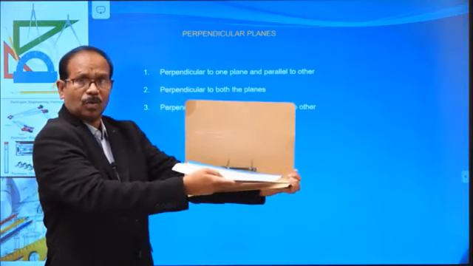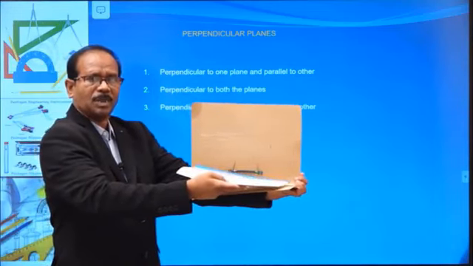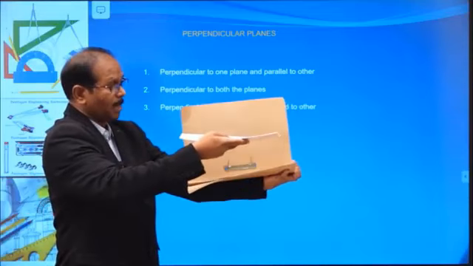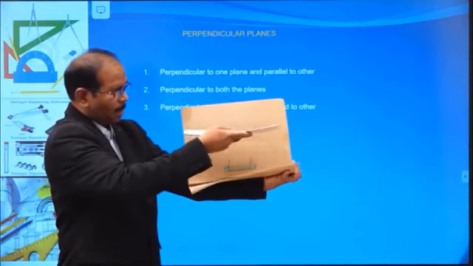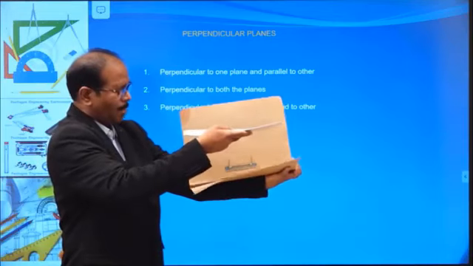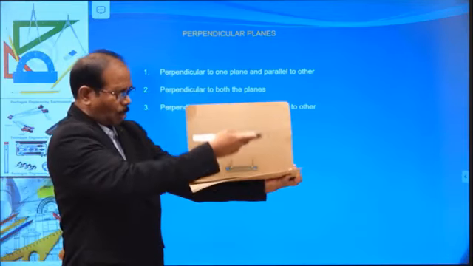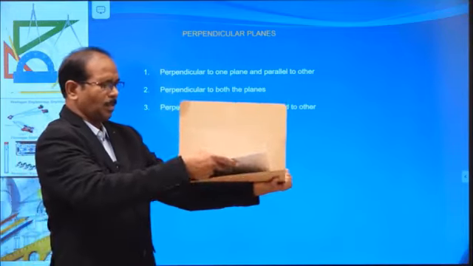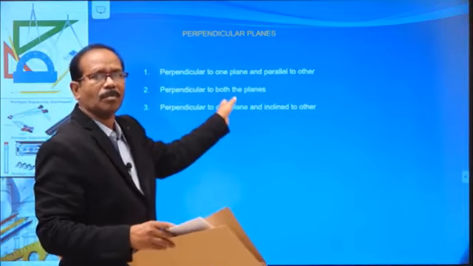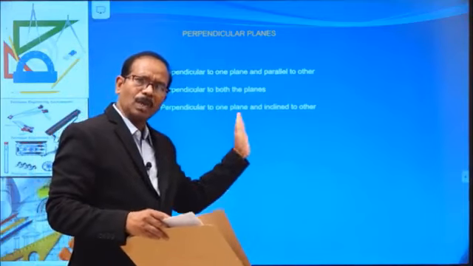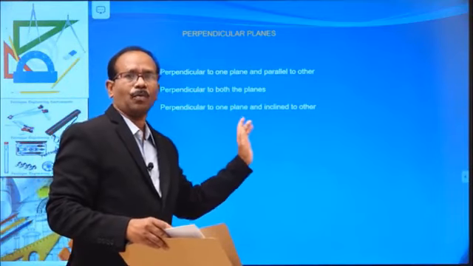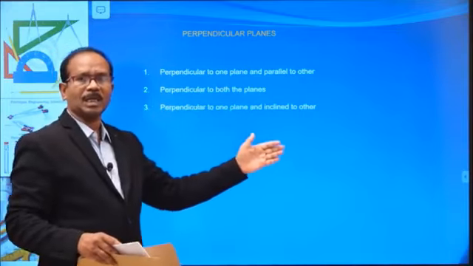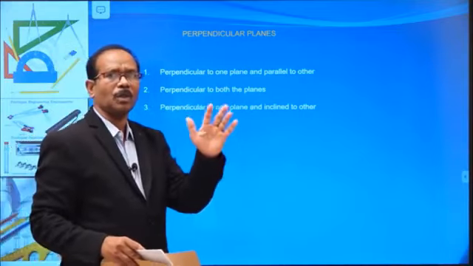The top view gives the true shape of the object. The front view gives a line, because the plane is perpendicular to VP. So this is the first case. Now the second condition: a plane perpendicular to both HP and VP.